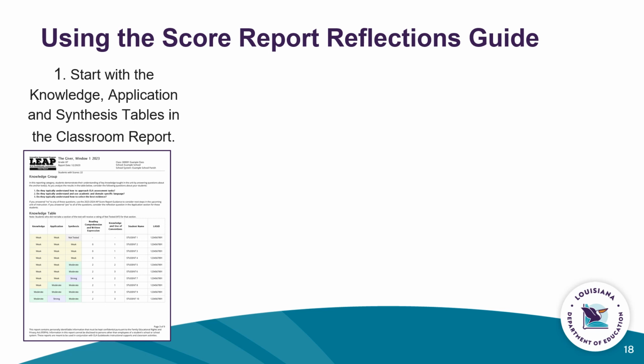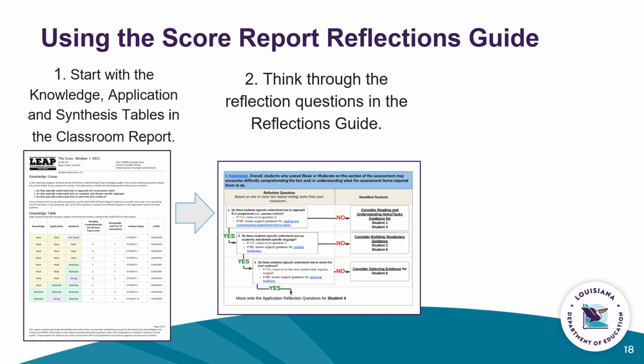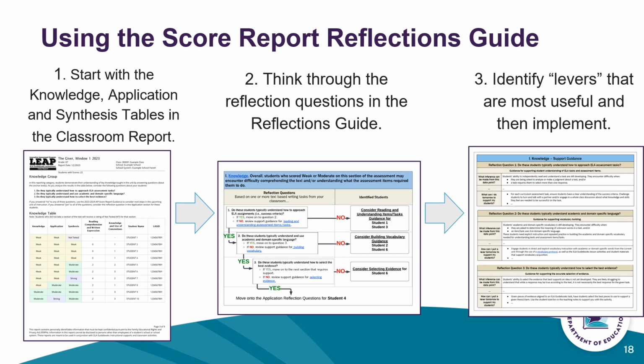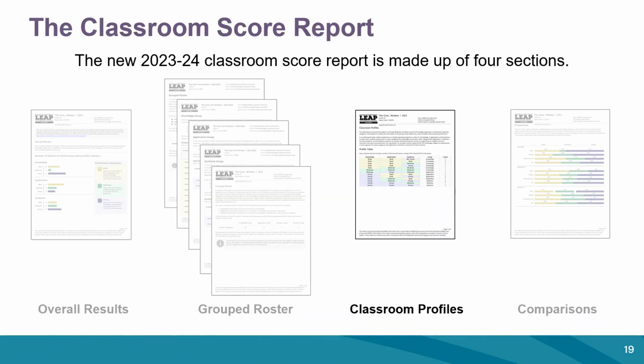For each group within the grouped roster, the reflection guide provides a number of corresponding questions. Looking at the students in the score report, the reflection guide asks you to draw on a recent classroom writing task and think through a set of reflection questions. Doing so lets you potentially better match students to instructional next steps or levers provided in the second half of the reflections guide. We'll now move on to the third part of the report, which is the classroom profiles.